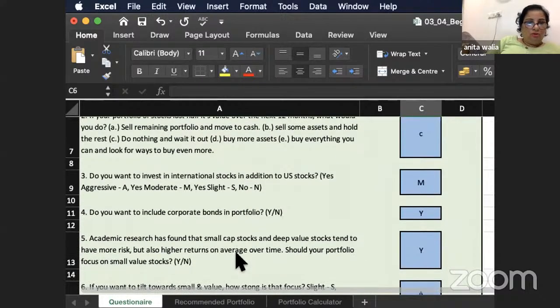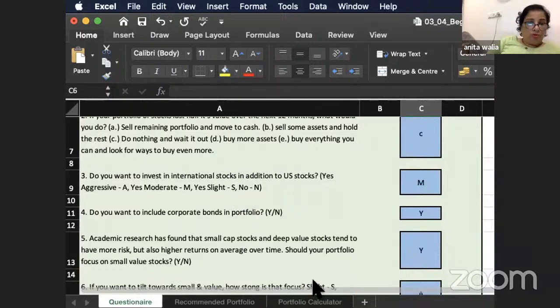Then, do you want to invest? The third question asks whether they want to invest in international stock in addition to, for example, US stock. Do you want diversification? Do you prefer remaining with the US stock or not? Let's say the person has a moderate answer for that, and we put M here.